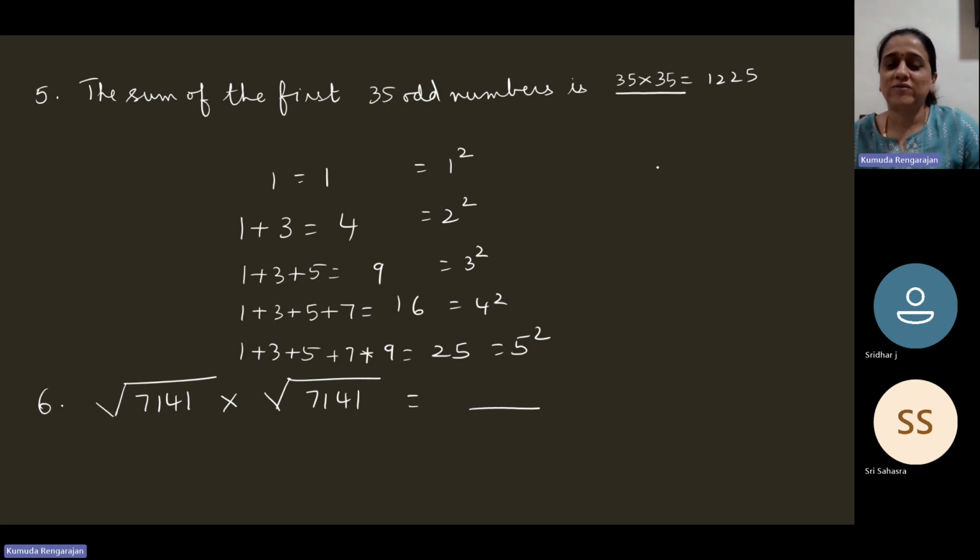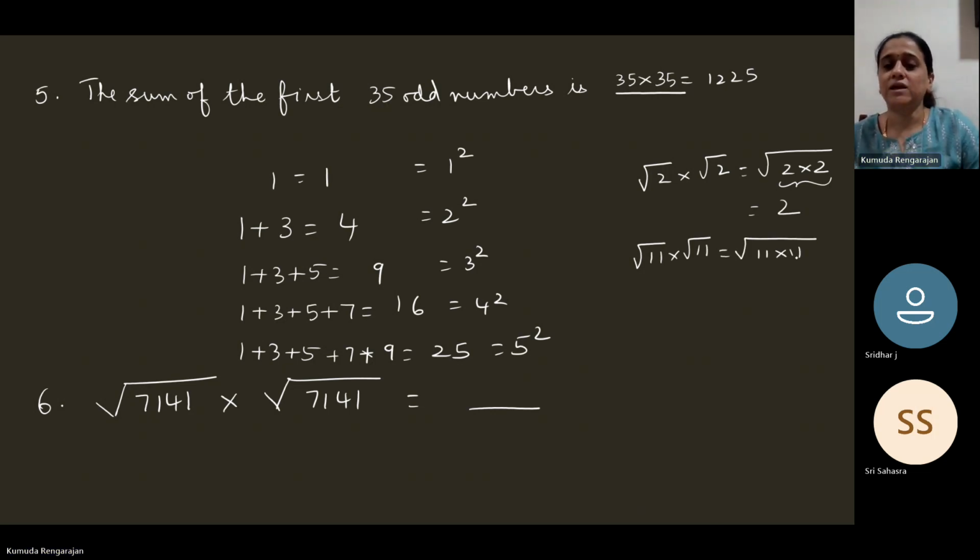Okay, so when you have square root of 2 into square root of 2, it is square root of 2 into 2. So from 2 twos, 2 will come out. So the answer is 2. Yeah, you said, but you were doubtful. So see here, square root of, say, 11 into square root of 11 is square root of 11 into 11. Now from 2 elevens, 1 eleven will come out of the square root.